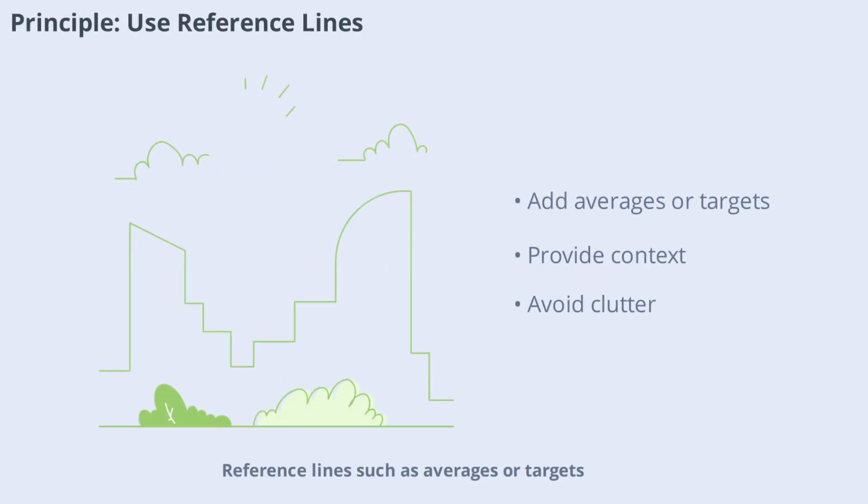Reference lines, such as averages or targets, can provide helpful context in your charts. They make it easier for viewers to compare data points and understand performance relative to benchmarks. Use reference lines sparingly to avoid clutter.